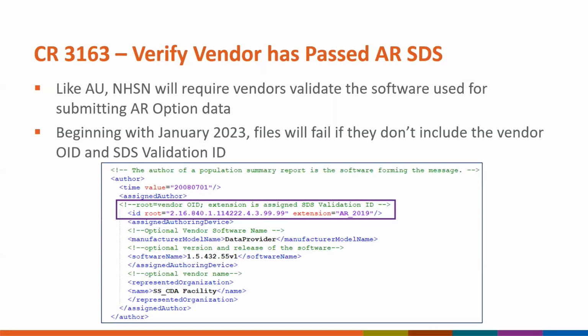And lastly, CR 3163 will verify that a vendor has passed AR synthetic dataset validation beginning with 2023 AR events and summary records. The 2023 AR files will fail to upload into NHSN if they do not contain the vendor OID and SDS validation ID of a passing vendor. The screenshot on this slide provides an example of the author section of a CDA file with the relevant vendor information.